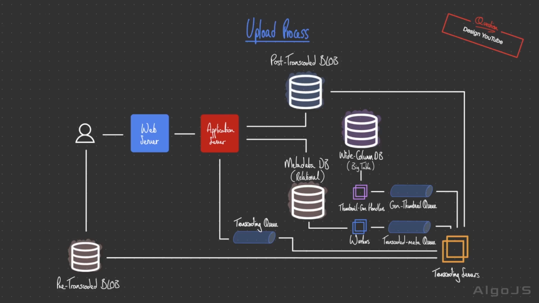Now, before moving on, it would be a good idea to address some concerns with this current design. The first is we're trying to upload the entire video to the pre-transcoded blob store in one go. What happens if this process fails? If we had a retry mechanism in place, this would still mean that the entire video file has to be re-uploaded again. So that's not efficient.